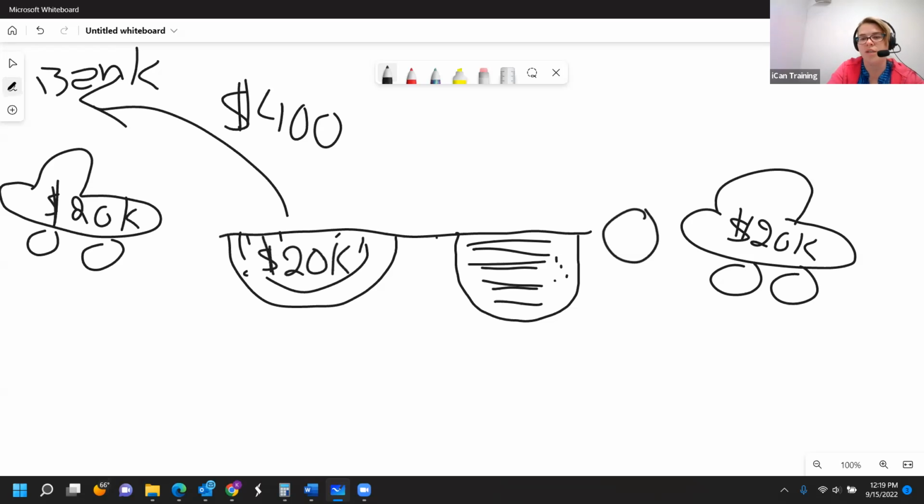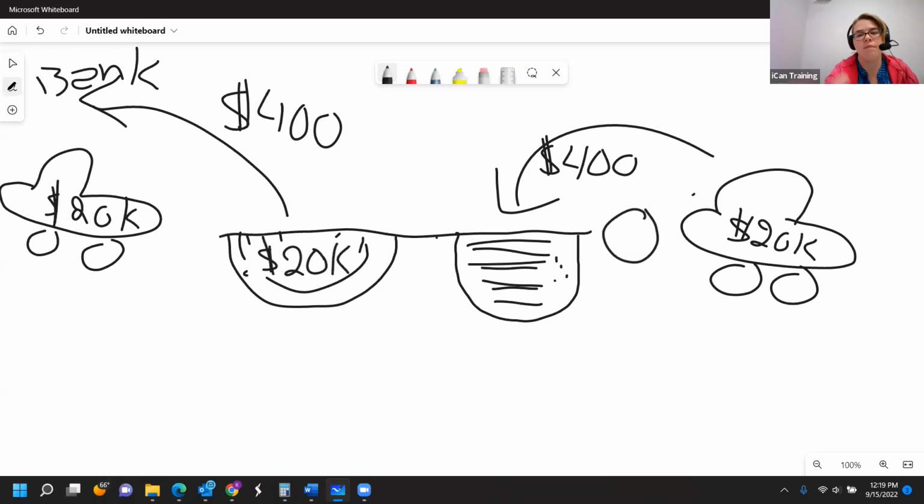And we're also going to, so we're starting with a $20,000 hole. But on this side, we are going to pay ourselves $400 a month, right? Yes. So what is our $20,000 car worth after 5 years?